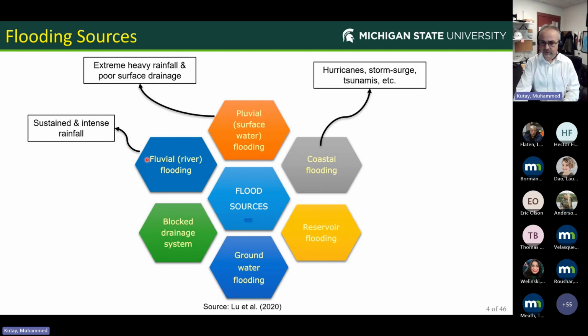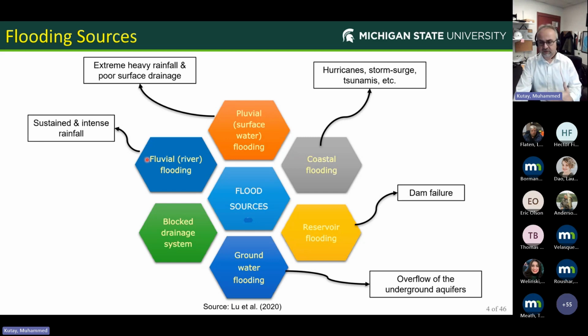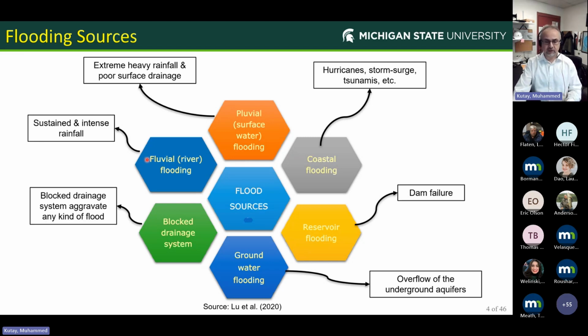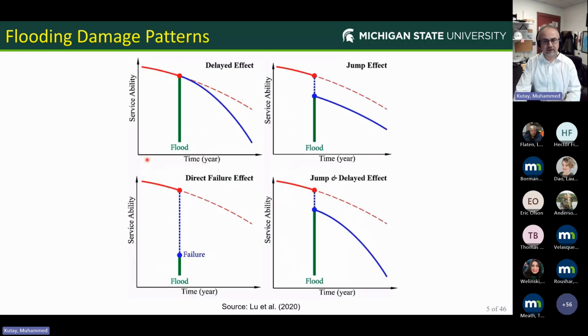You might have coastal flooding. You might have dam failures. We had these in Michigan. You might have groundwater flooding that can be caused by problems in the aquifers, and more importantly, when we have drainage in the pavements, if they are damaged or not sufficient, they can cause all sorts of flooding. So there are many aspects of flooding as described by this reference.